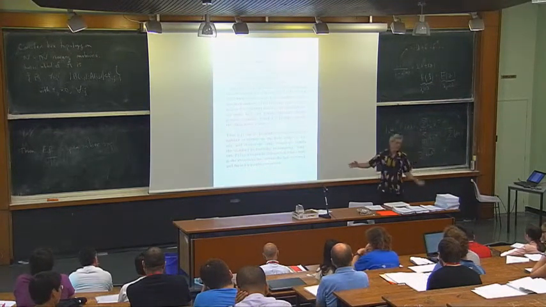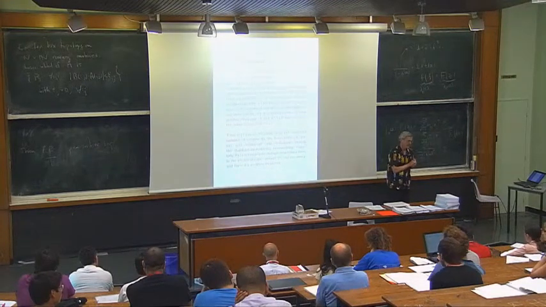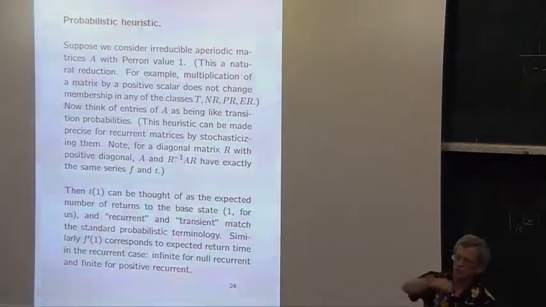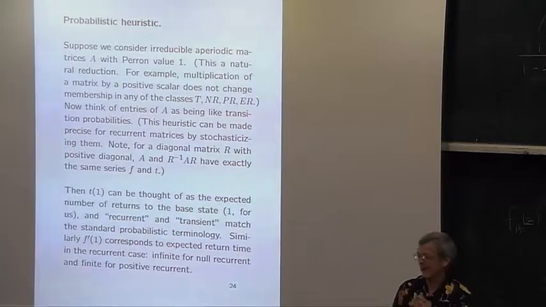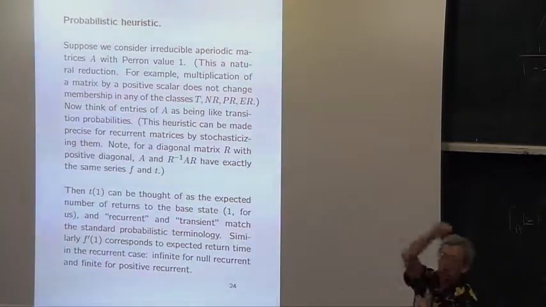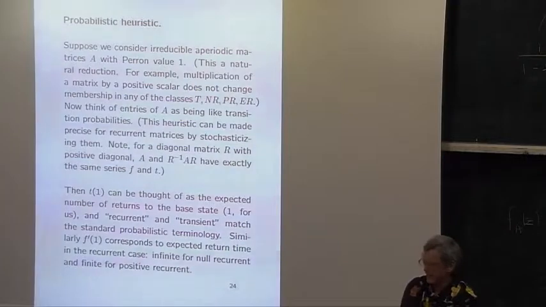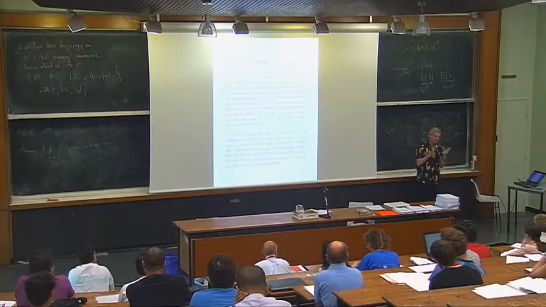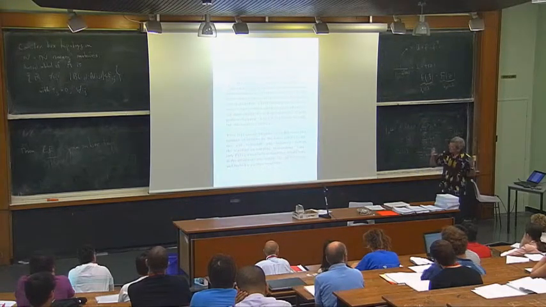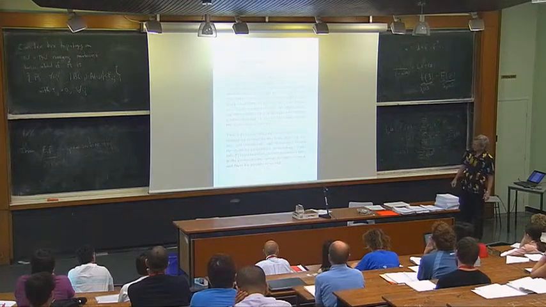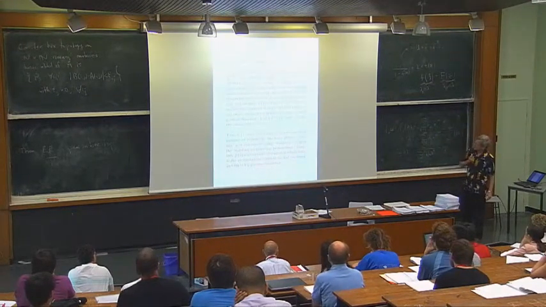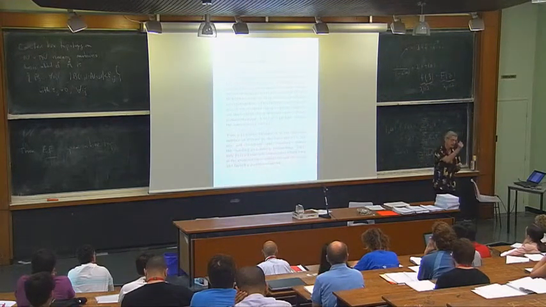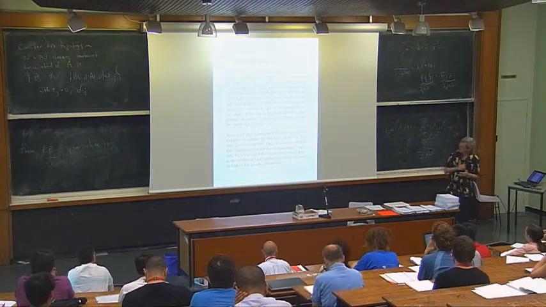If you take the positive diagonal similarity, what happens to these functions defined by loops? They don't change at all. When you go around a loop, you get a cancellation. Okay, so the f and the t don't change at all under the positive diagonal similarity. Okay, so these things you should think of as being very close. So especially in the recurrent case, you can really think of the recurrent matrix as being very tightly associated to its stochasticization.